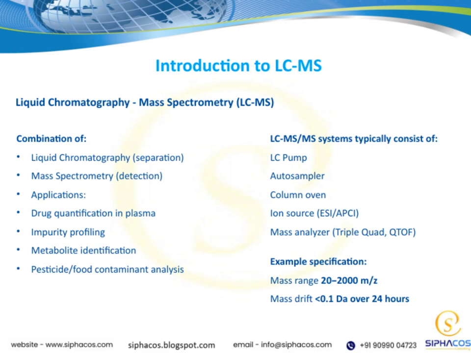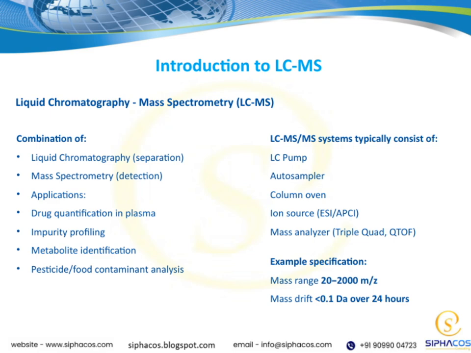Let's take a closer look at liquid chromatography mass spectrometry, or LCMS for short. This technique combines two powerful analytical methods, liquid chromatography for separation and mass spectrometry for detection, into a single, highly effective system. Typically, an LCMS setup includes several key components. First, there's the LC pump, which moves the liquid sample through the system at a controlled flow rate. Then, the autosampler automatically introduces the sample into the system, ensuring precision and reproducibility. The column oven helps maintain consistent temperature conditions to optimize separation efficiency.